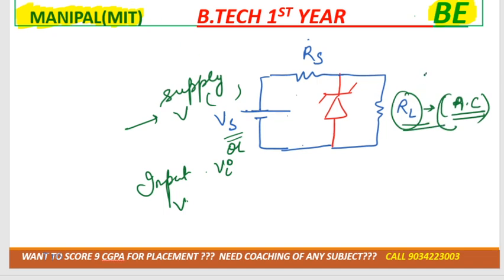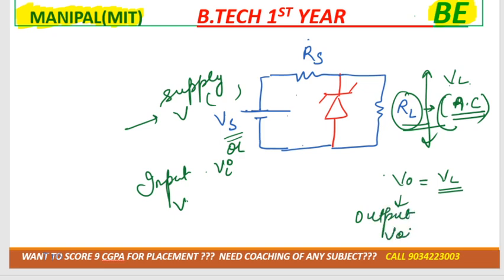So voltage across load resistance would be denoted by VL. VL is the load voltage. Sometimes they can call it as V naught. तो V naught और VL एक ही बात है. VL मतलब लोड वोल्टेज है, V naught मतलब आउटपुट वोल्टेज है. ठीक है, so don't get confused. नोटेशन इनकी पेपर में चेंज होती रहती है. Manipal doesn't use fixed notation.